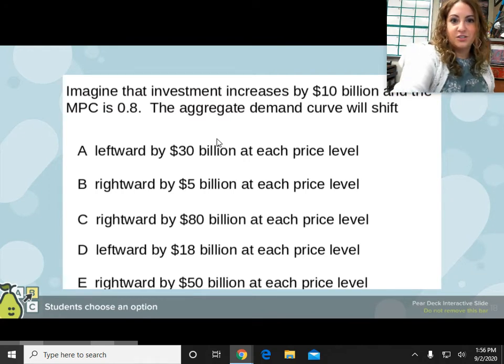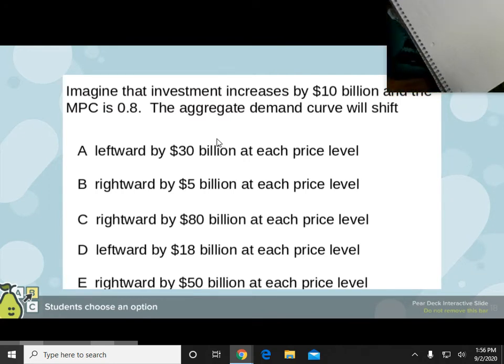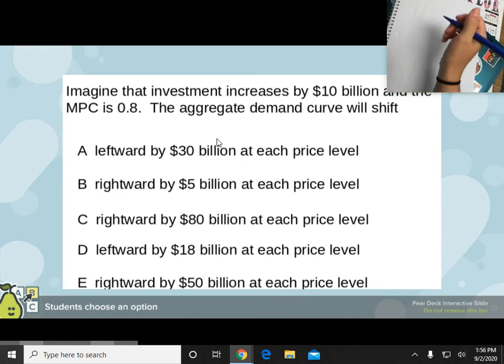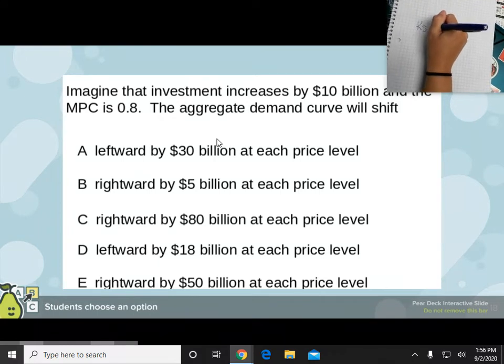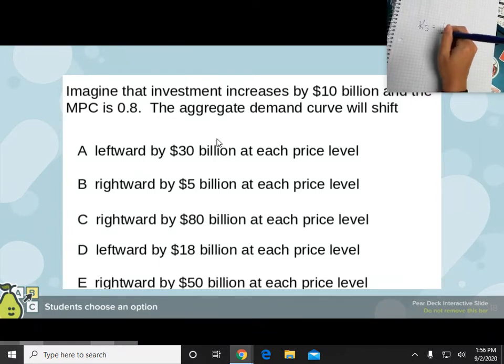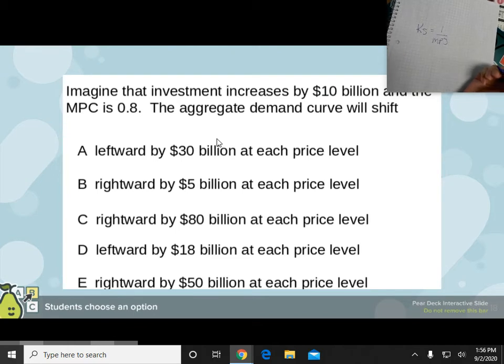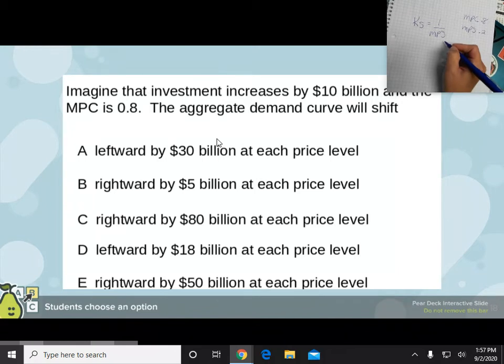Okay, so let's do the math. Investment spending is spending, so we're going to be using KS, which is the spending multiplier, which if you remember is 1 over MPS. MPS isn't given in this problem, but MPC is. MPC is 0.8, and so I know MPS is 0.2, because those added together equal 1. So MPS is our denominator for our spending multiplier, 1 over 0.2.